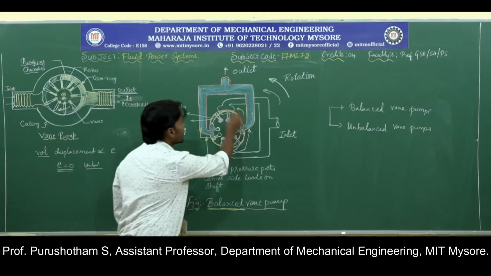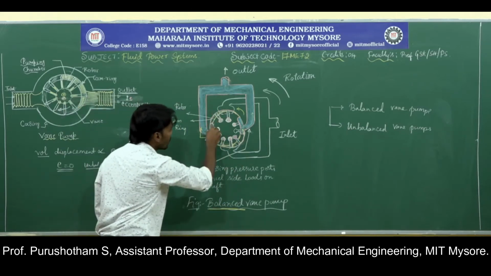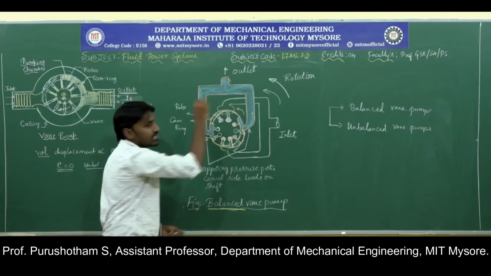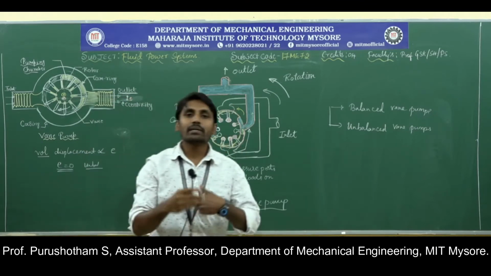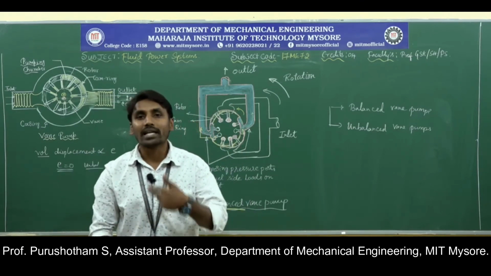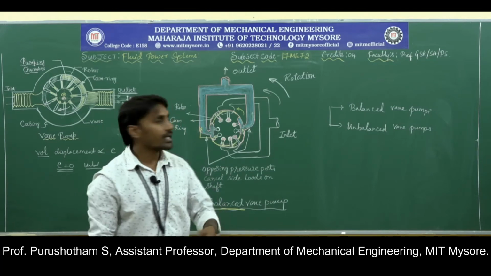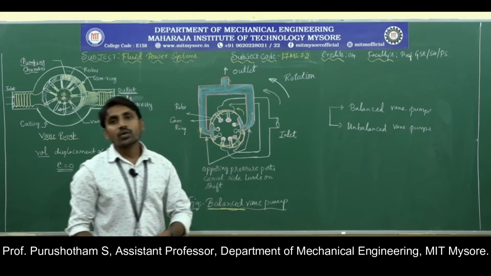So this cycle will continue: increase in volume, decrease in volume, increase in volume, decrease in volume. That means we are getting pressurized fluid continuously in the balanced vane pump.